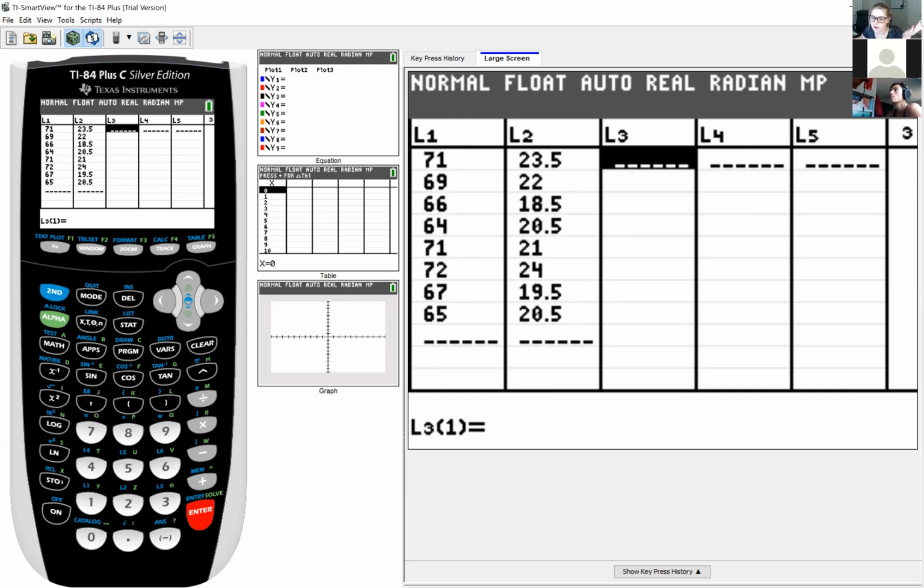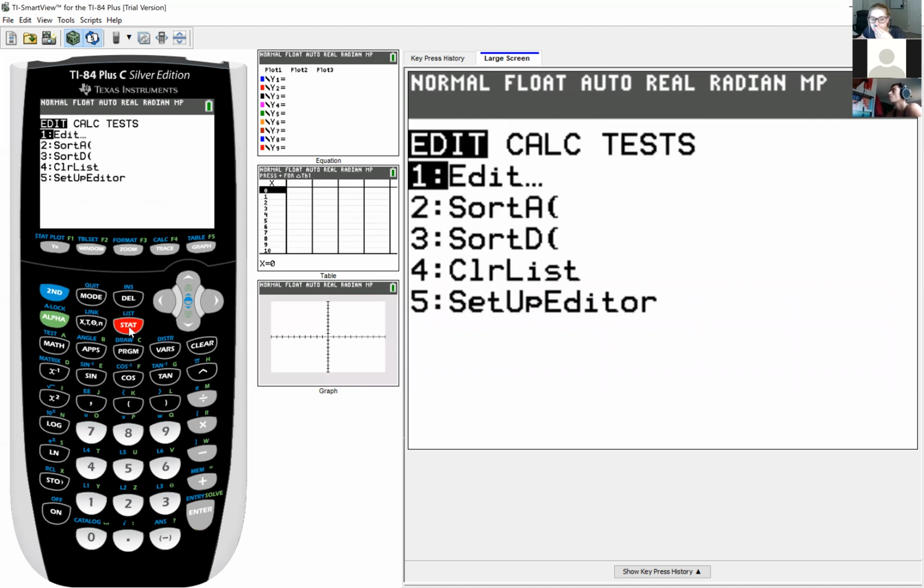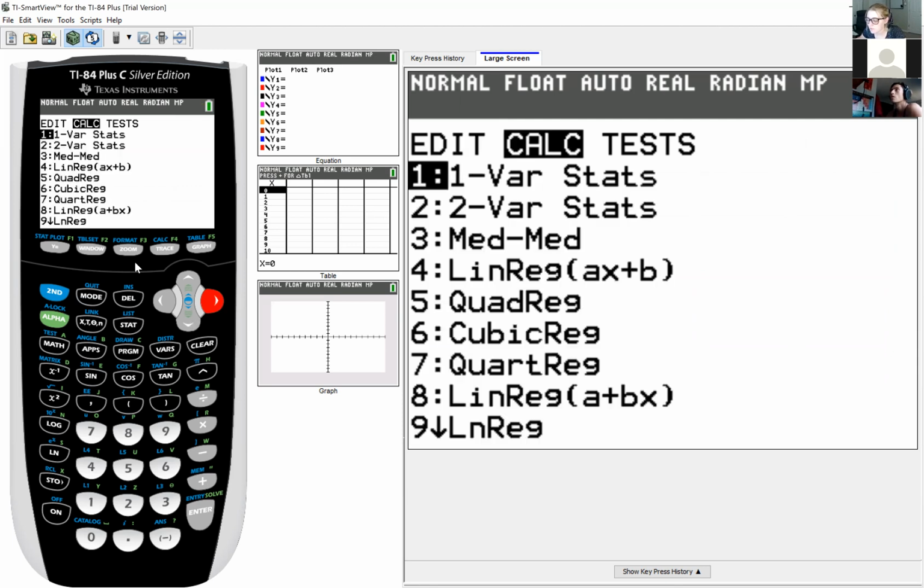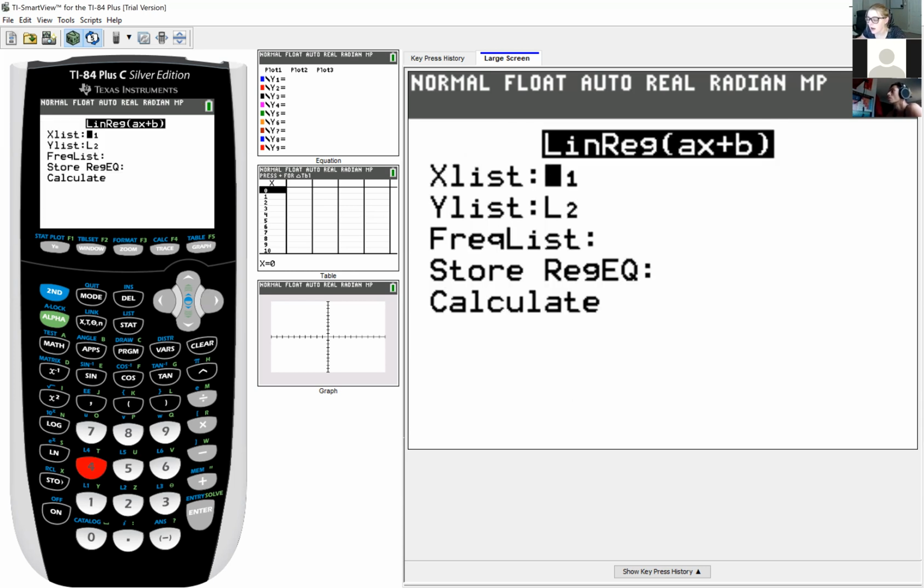So once you get those in your calculator, all you have to do is hit the stat button one more time. And then you come over to the calc part right here. And then you just press 4, which is the linear regression. So like I said, you find the R value when you do the regression, and it just gives you that statistic. So if you hit 4, make sure that your X list is L1 and your Y list is L2, and then you're just going to hit enter.